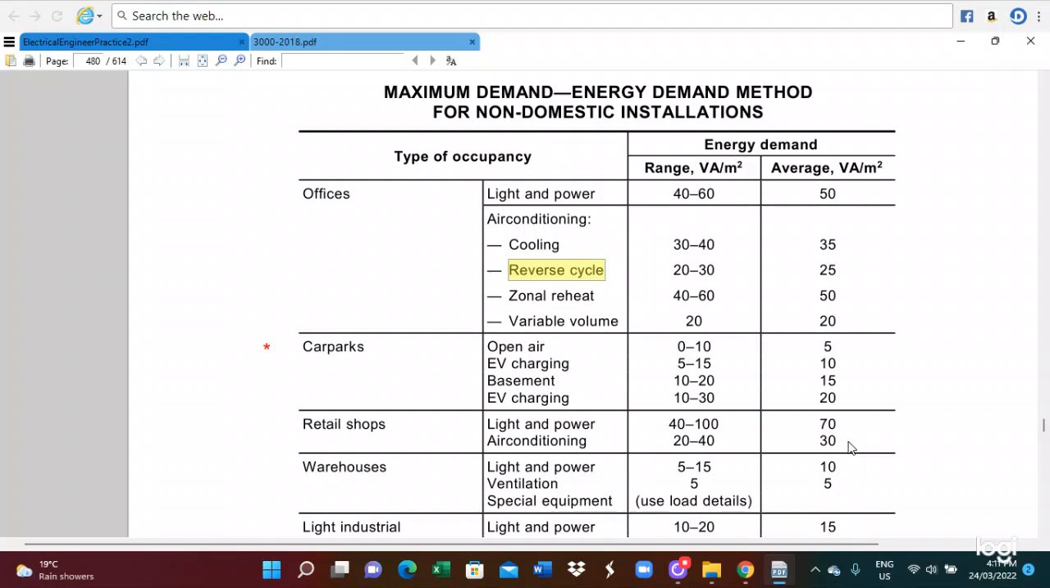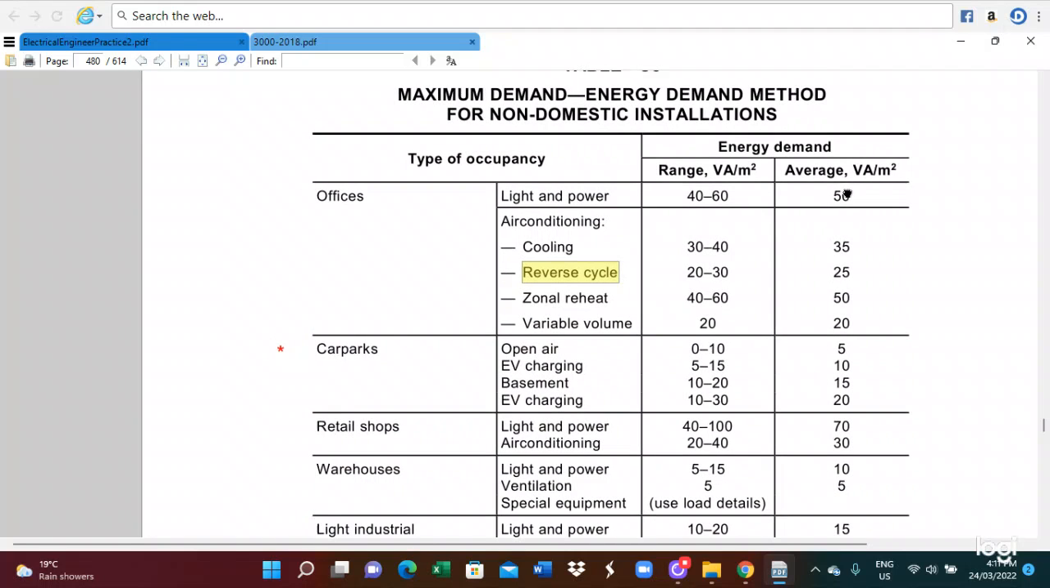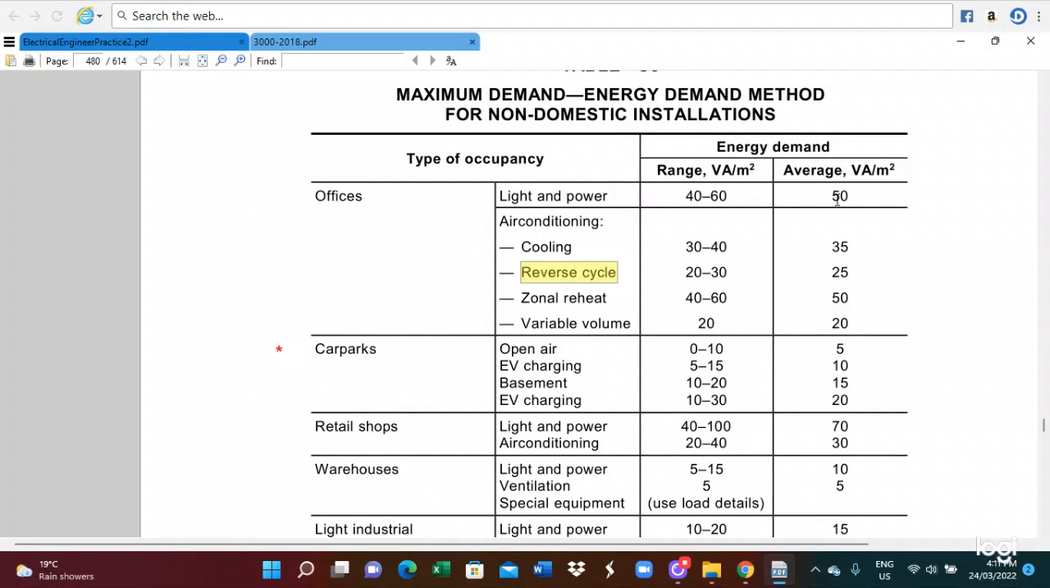So those are the tables you have to refer to. For the office, light and power is 50 volt-amperes per square meter, and reverse cycle air conditioning, we refer to 25 volt-amperes per square meter. For the retail shop, light and power is 70 volt-amperes per square meter, and air conditioning is 30 volt-amperes per square meter. Those are the values given for this kind of installation.